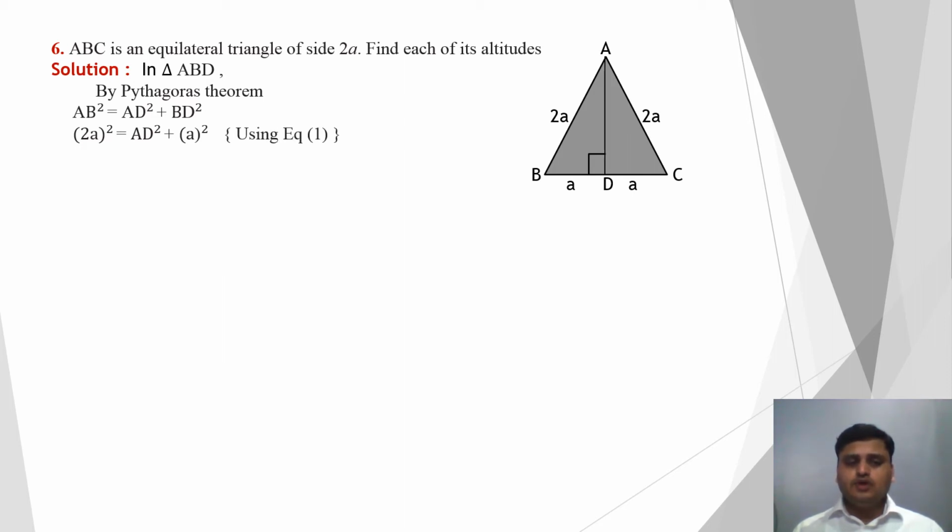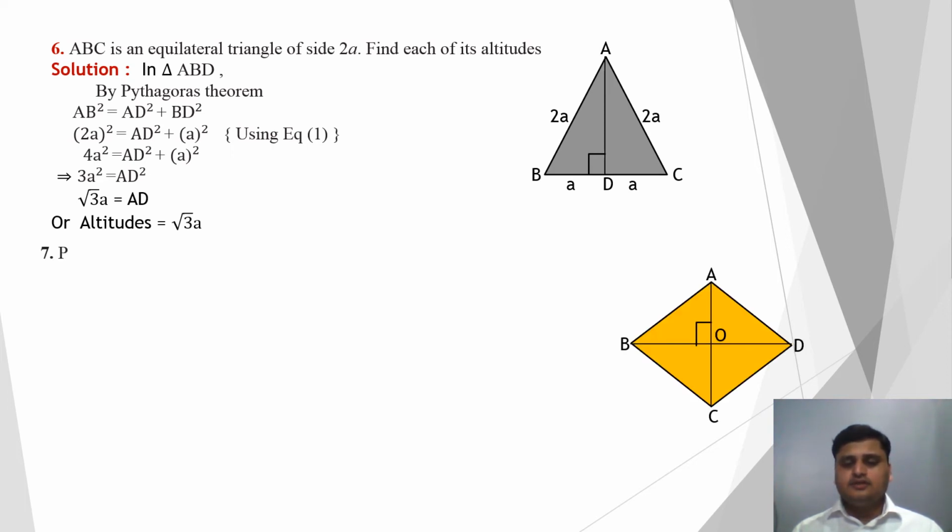So the square of 2A whole square, we will get 4A square, is equal to AD square as it is, then A square. Now what will you do? You will transpose this A square, so it will be subtracted from 4A square. So we are getting 3A square is equal to AD square. Now take the square root on both sides, so it will become root 3 A is equal to AD. Or we can say that the altitude length is root 3 A. So in this way we will find the altitude of an equilateral triangle.